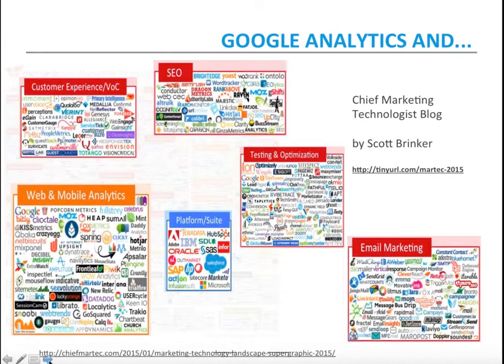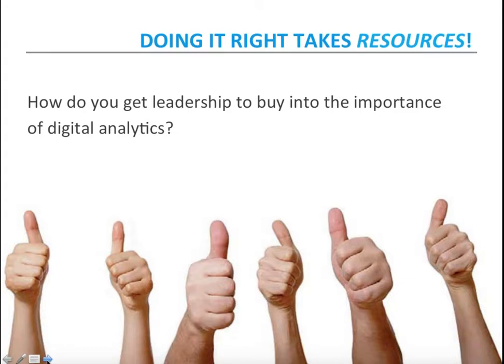And I like to pull out the now. So we're talking Google Analytics and potentially all of these tools or specific tools to help in web and mobile analytics. But when we're talking about digital analytics, don't forget that we're talking about voice of customer and testing and optimization. And are you looking at your email marketing metrics and what's really working there? And of course, SEO. So I really like to show this graphic so people get an understanding of what we're really talking about when we're talking about digital analytics. And that leads right into the next step.